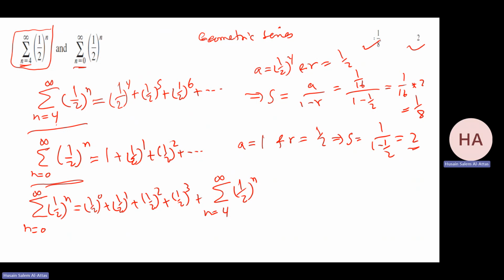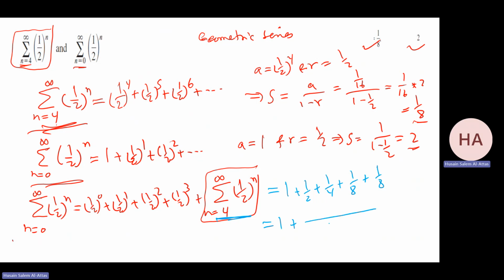Yes, 0, 1, 2, and then this. If I know this is equal to 1/8, then it will happen. So this one is 1 plus half plus 1/4 plus 1/8 plus this. This one is what? 1/8. So if we do the calculation, that will be 1 plus, I can write it over 8, 4 plus 2 plus 1 plus 1. So it's 1 plus 8/8, which is 2, which is the same answer.